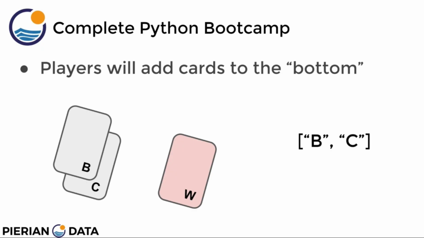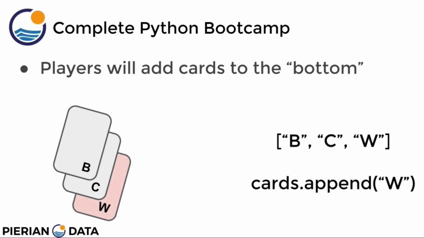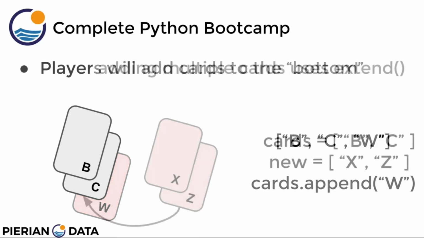Now let's say a player is going to add a single card. We want to add this card to the bottom of a list. Lucky for us, if we're going to add something to the bottom of this deck, or the end of a list, then that's simply using the append method, because by default, append is going to go to the end of a list. So I'll simply say append, and in this case, this card is called W. And now my cards in my hand are B, C, W.